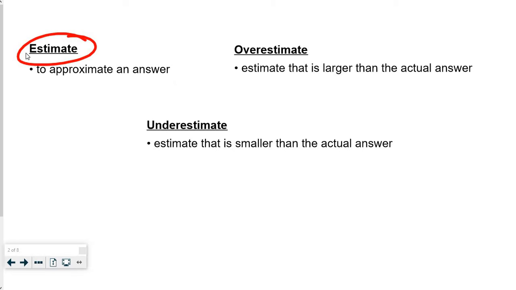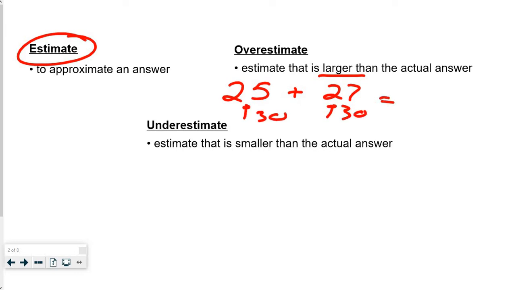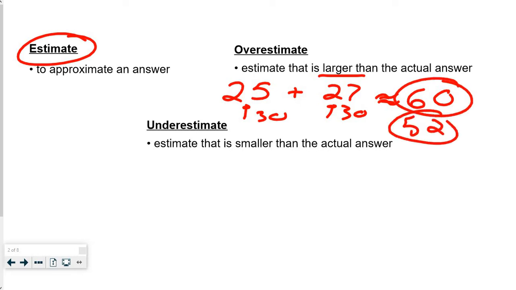If I'm going to overestimate, it's going to be larger than the actual number. So if I go to 25 plus 27, I'm going to round this up to 30, and I'm going to round this up to 30 as well. So we know that it's going to be approximately 60, where the actual answer is 52. So we're close, but it's just an estimate, right? So we're overestimating.